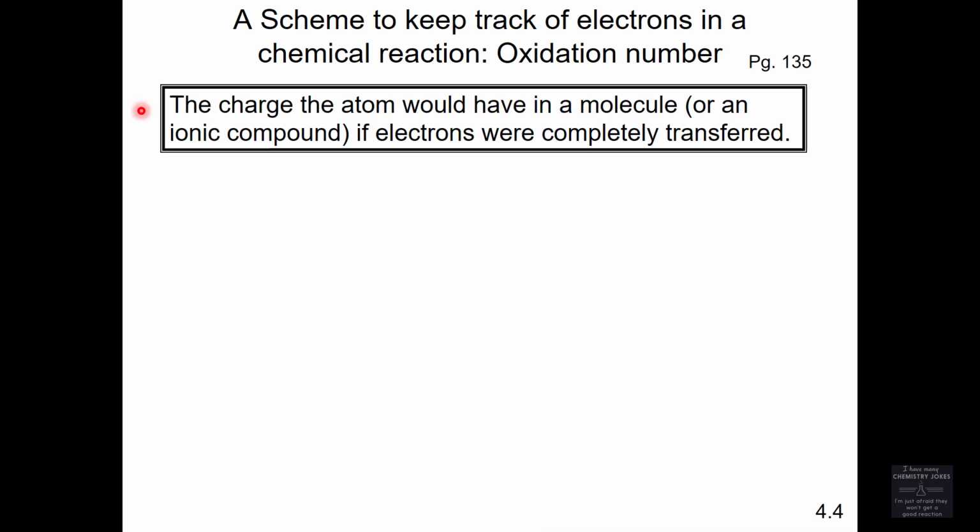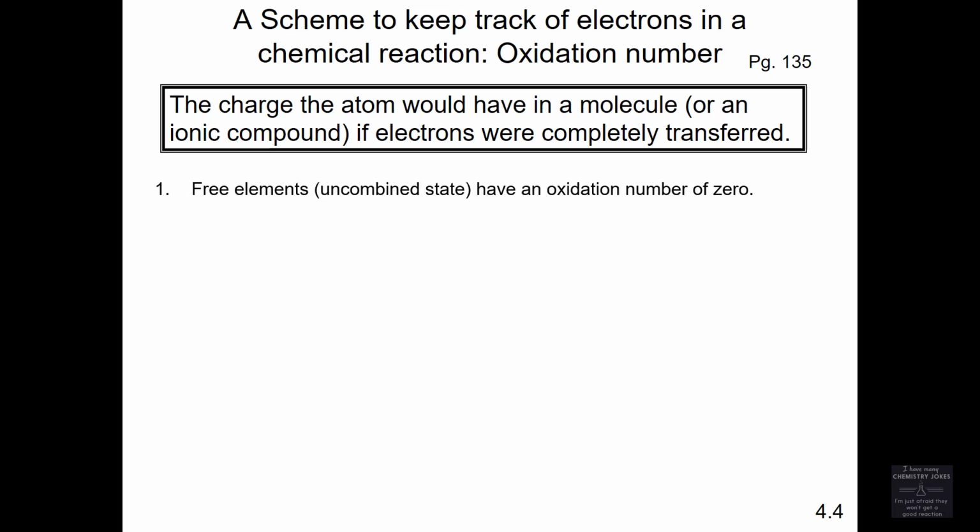First of all, here's the definition of an oxidation number. It's the charge that an atom would have in a molecule if electrons were completely transferred. In ionic compounds, electrons are completely transferred, but in molecules they're shared. But oxidation numbers pretend like electrons are completely transferred. They're always transferred to the more electronegative atom in a molecule. We'll see what I mean.